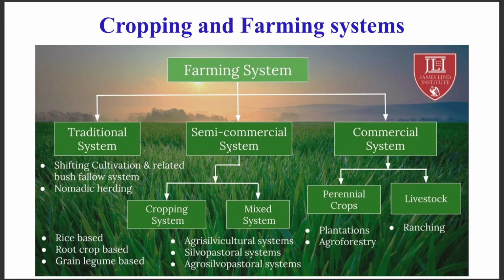And then we have the semi-commercial system. In this part we have cropping system and mixed system. In cropping system we have rice based, root crop based, then grain legume based. And in mixed system we have agri-silvicultural system, silvopastoral systems, agro-silvopastoral systems. In perennial crops we have plantation and agroforestry, and in livestock we have ranching.